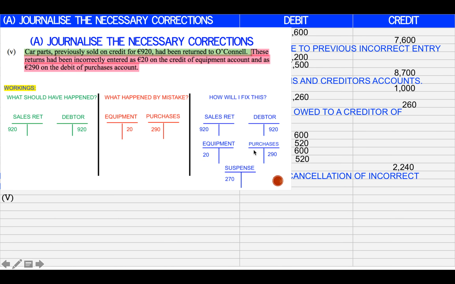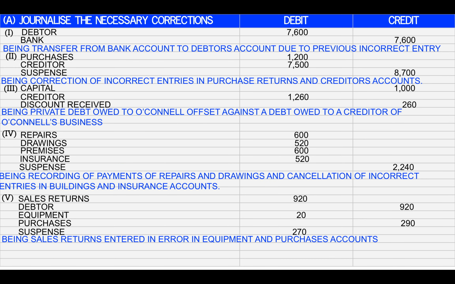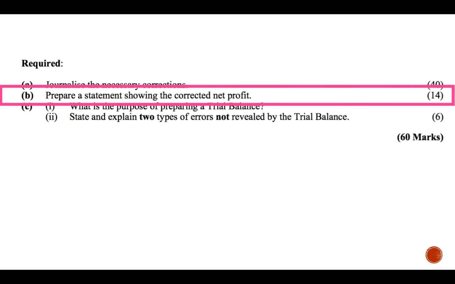So all we have to do then is take our fixed parts from part 5 and slot them into our part A. Okay, so sales returns, 920 debit side, debtor, 920 credit side, equipment, €20 debit side, purchases, €290 credit side, and then suspense, €270 debit side. Okay, so what will my narration be here? Being sales returns entered in error in equipment and purchases accounts. So that is part 5 totally complete there. All right, so that is part A. So that was the first thing that you were asked to do here in this 60 marker question from the 2012 paper.